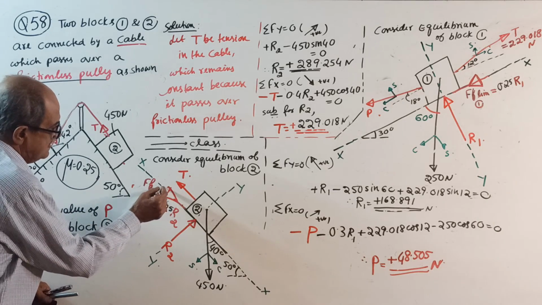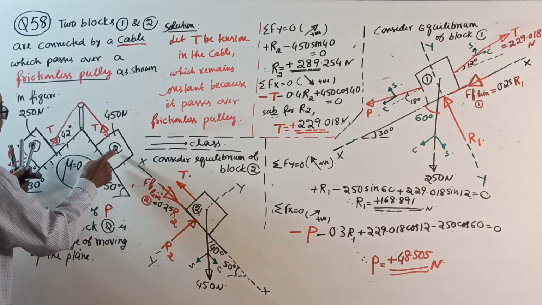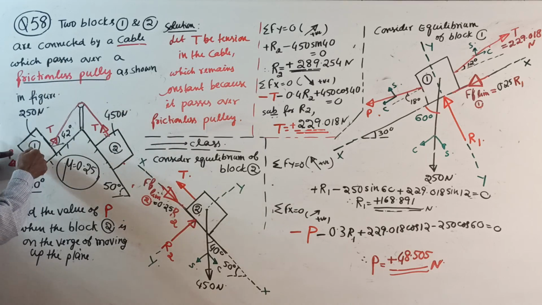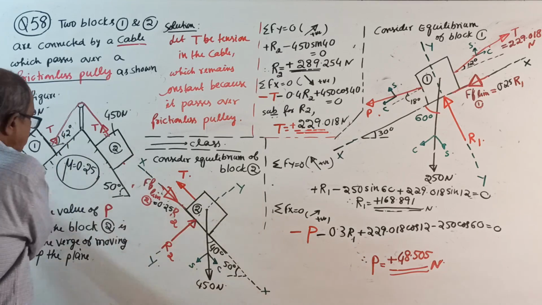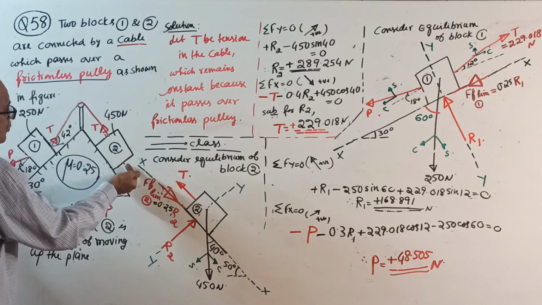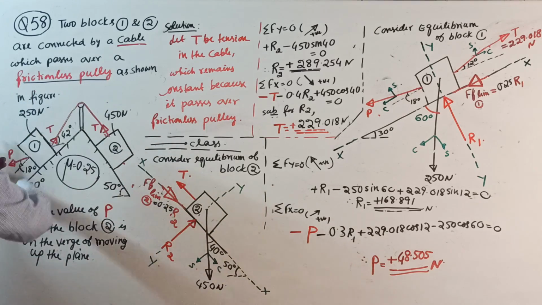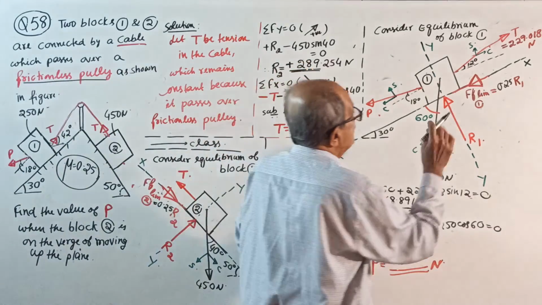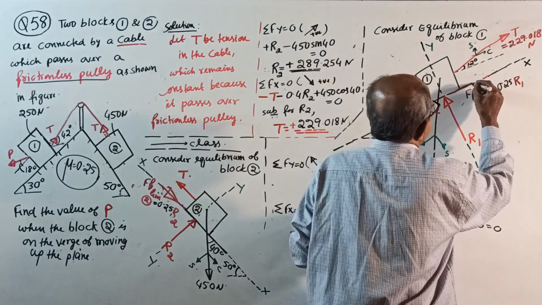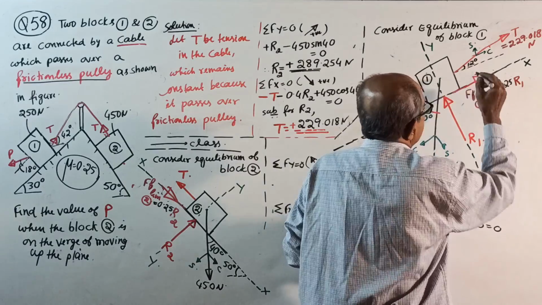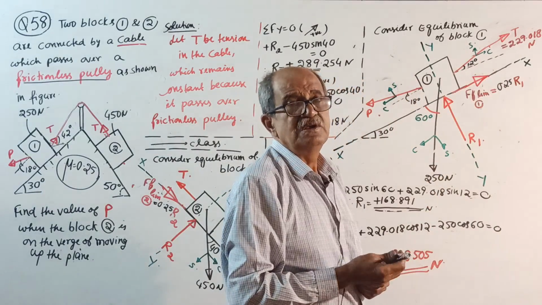See, down. And when block 2 is moving up, when you apply force this way, block 1 will come down. As you apply the force this way, block 2 will move up, friction down. But block 1 will come down. When block 1 comes down, friction is up. You have to write one more sketch.